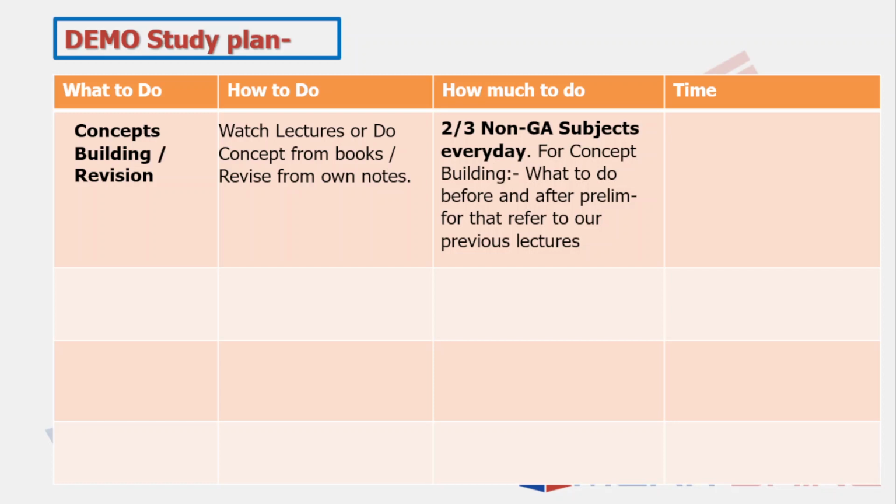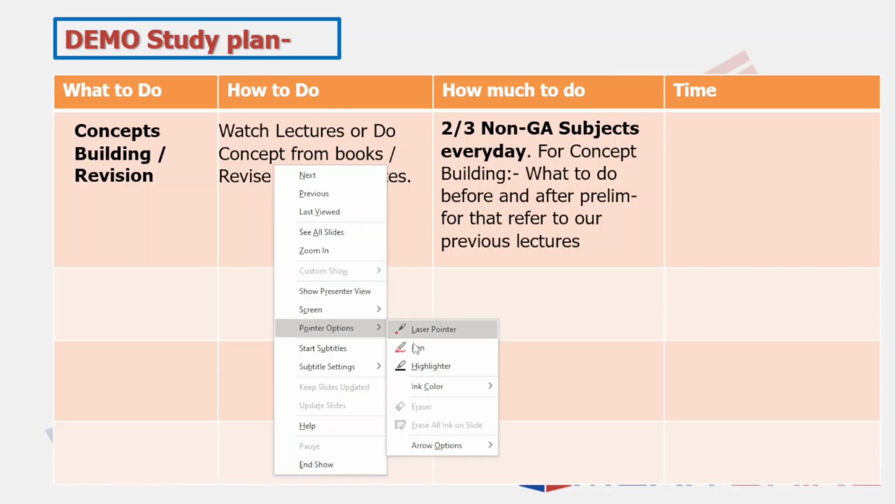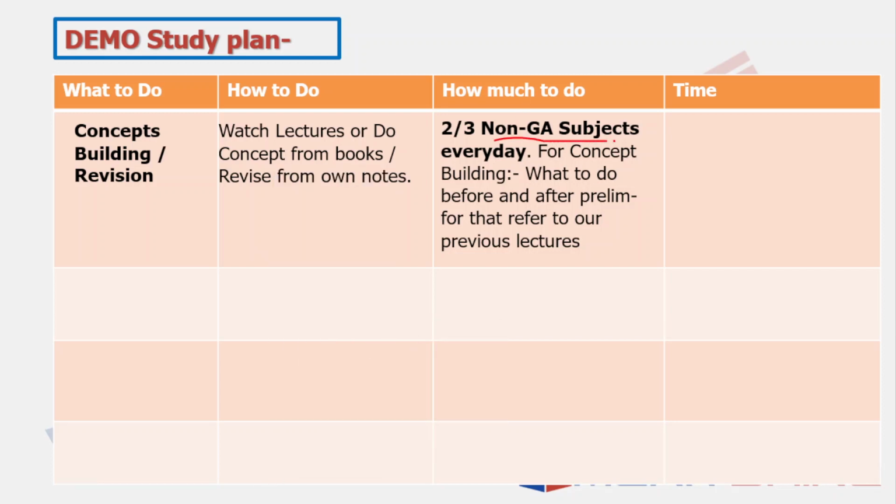Right. I have written 2 out of 3 non-GA subjects, right? So which are the non-GA subjects? Apart from GA, what are the other 3 subjects? Quant DI, English language, and logical reasoning. So out of these 3, you would do 2 sections. You will take concepts from 2 sections.